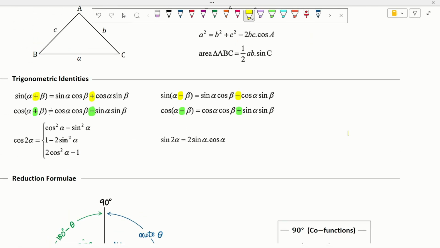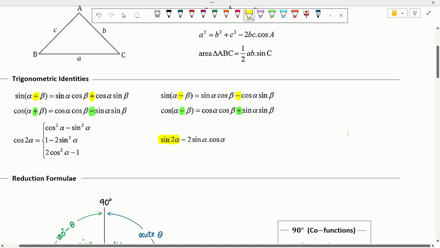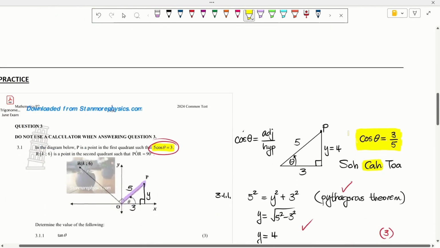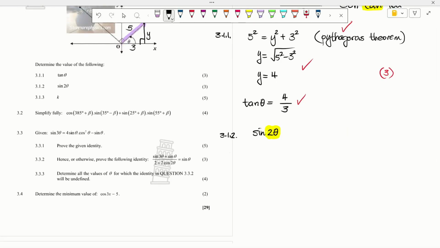It says that if I have the sine of a double angle, that will be changed to 2 multiplied by the sine of the angle multiplied by the cos of the angle. So I'm going to change sine 2 theta and make it 2 sine theta multiplied by cos theta. So sine 2 theta is equal to 2 sine theta multiplied by cos theta. That's what the identity says at the back of the question paper. I don't even have to cram this. It's written for me.